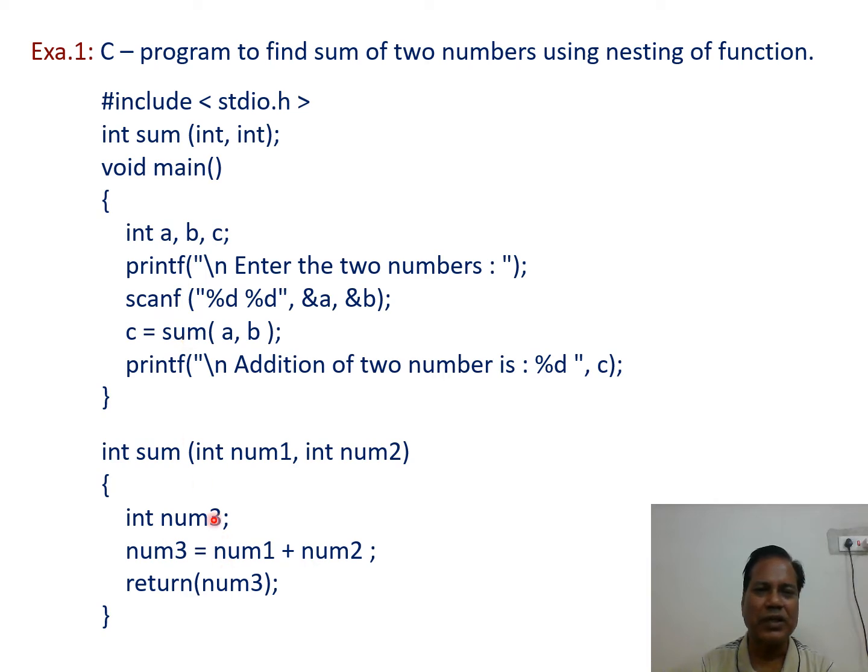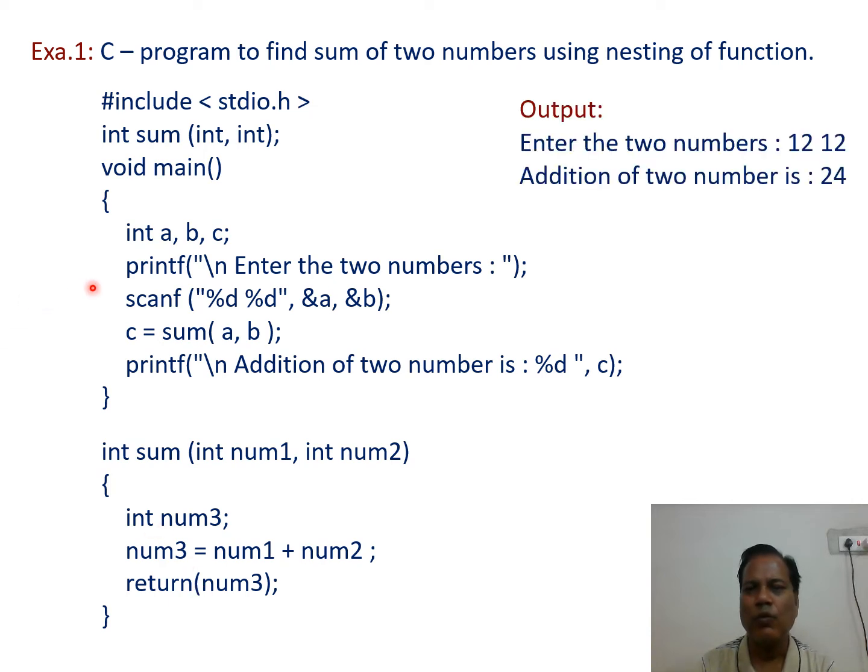So this is called the nesting of functions, and when this program is run, we get the output like this one. "Enter the two numbers." When the user enters the two numbers 12 and 12, they are taken in, and the output "Addition of two numbers is 24" is displayed.